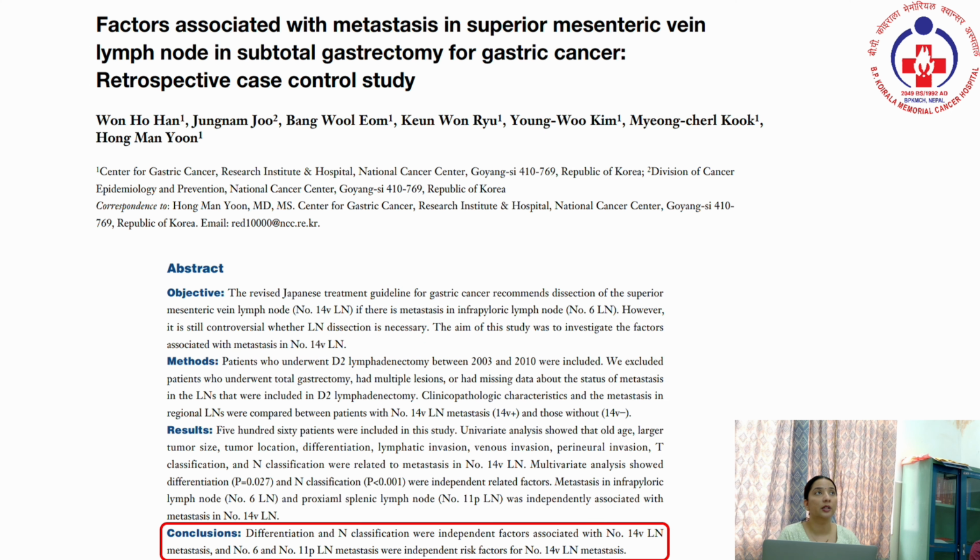And there is another article which also supports that the superior mesenteric vein 14 lymph node dissection in subtotal gastrectomy for carcinoma can be done, especially in the cases which have involved the level 6 node. And in this article they have pointed out that if there is enlargement or involvement of the level 11P node, then also it is better to remove the level 14V node for better survival of the patient and clearing of the lymph nodes.